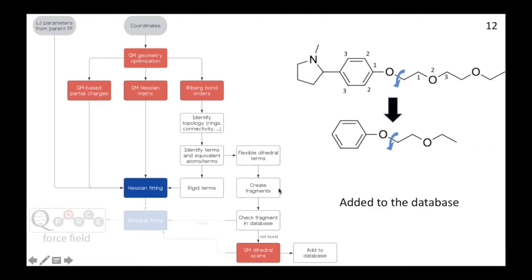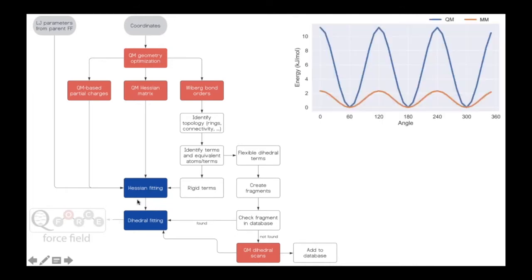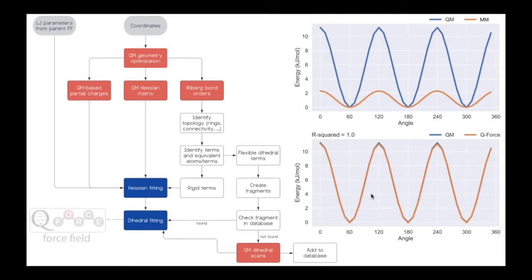All right, and the last step of the procedure is the dihedral fitting. So what we start with here is this profile. In blue, you see the QM profile, and in orange, you see the MM profile. This is before the dihedral fitting, and the difference between these two profiles is fitted to the periodic Ryckaert-Bellemans function that I was mentioning earlier. And consequently, we end up with such a good agreement between the two profiles.